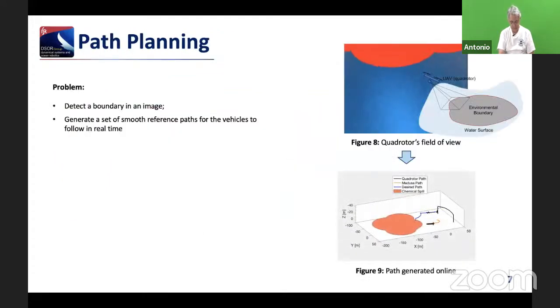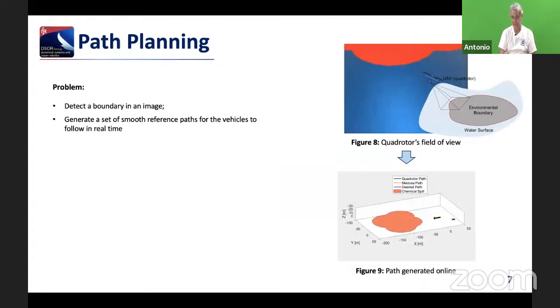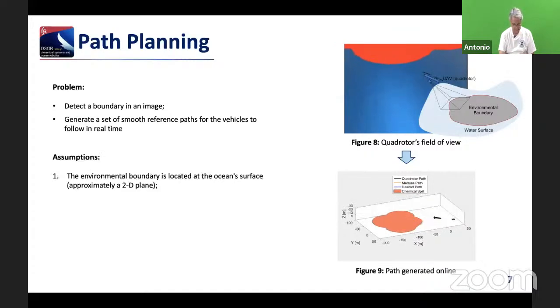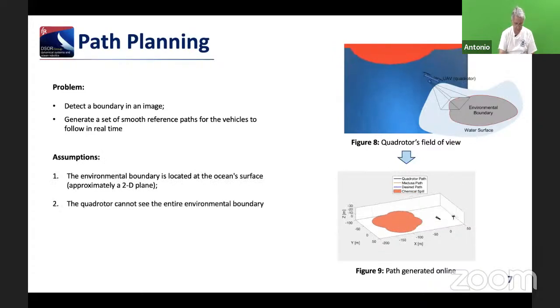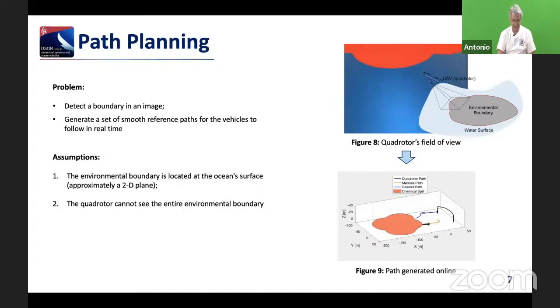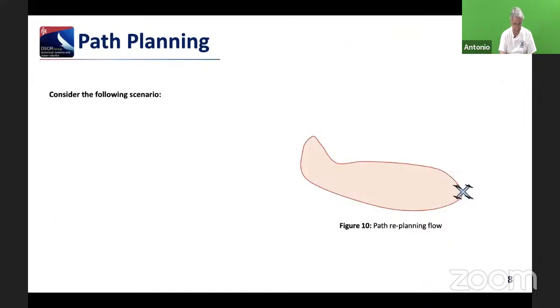So the problem is to start by detecting a boundary in the image. And then based on this information, you should generate smooth reference paths for the vehicles to follow in real time. Of course, we are assuming that the boundary is located at the ocean surface, a 2D plane. The quadrotor cannot see the entire environmental boundary, so it's exploring it as it goes. This means that out of the vision system, we can generate a planar point cloud of the boundary from the 2D image in real time.